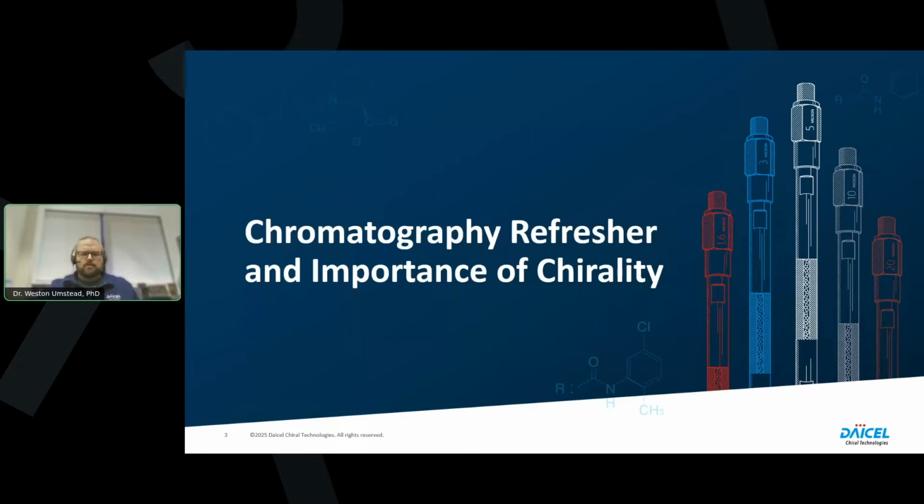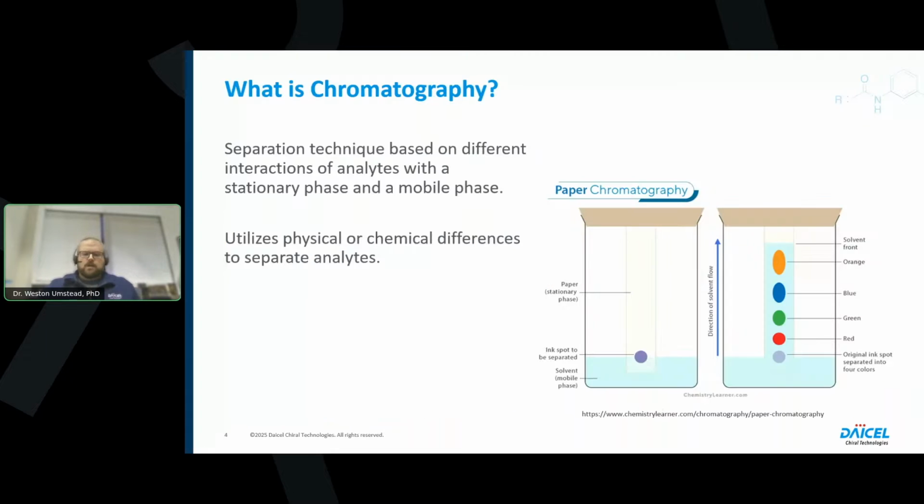So let's start with that refresher, the importance of chiral chromatography. What is chromatography? A very, very basic, simple definition: it is a separation technique based on different interactions of analytes with a stationary phase, that's the thing that's not moving, and the mobile phase, the thing that is moving.